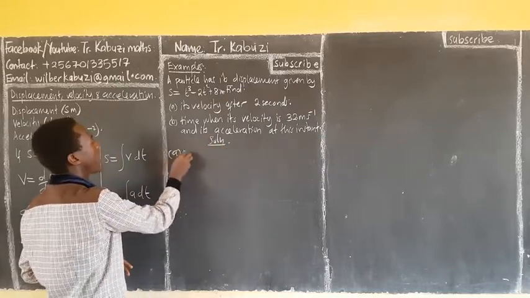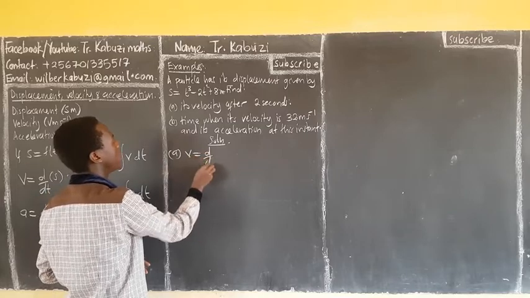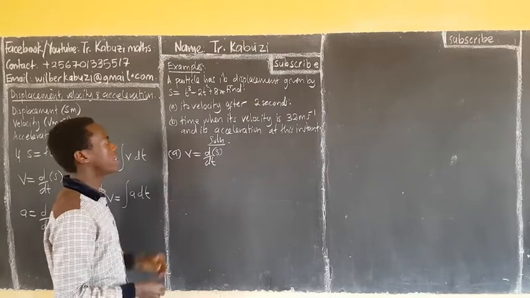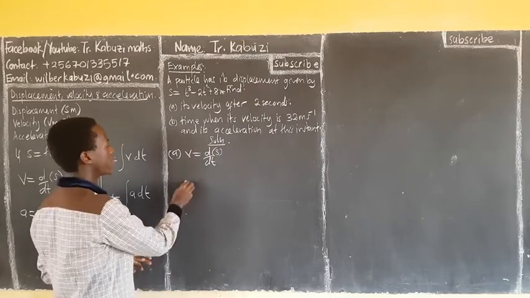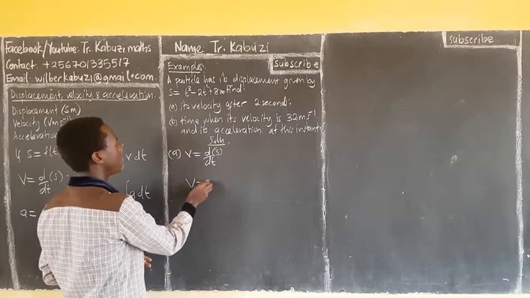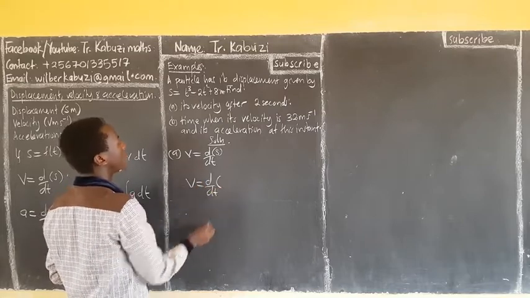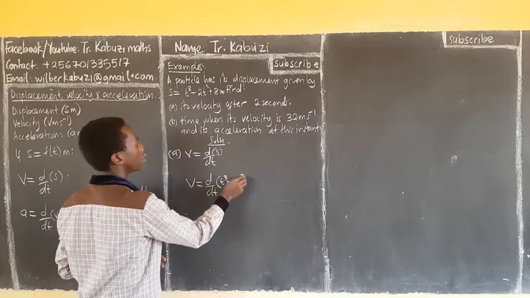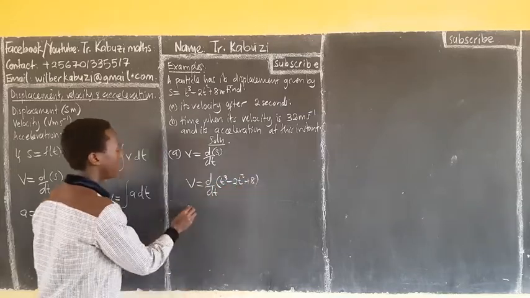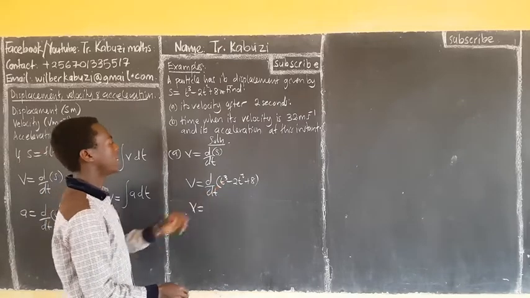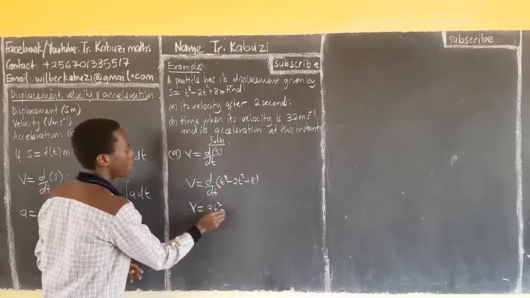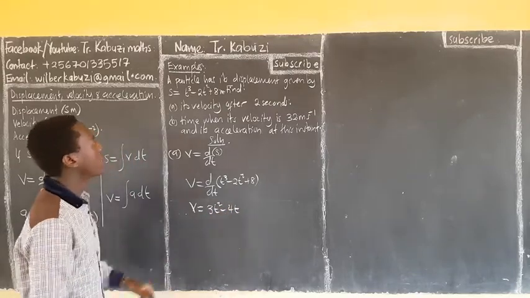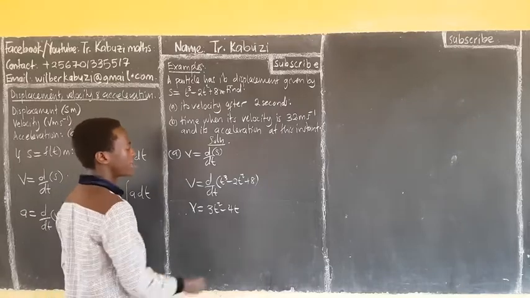For part A, our velocity is equal to ds/dt. This is displacement as a function of t, so if you differentiate displacement, you get the velocity. So from here, I differentiate the displacement, which is t cubed minus 2t squared plus 8. When you differentiate this, we get 3t squared minus 4t. If you differentiate the constant, we get 0. So this is our velocity.